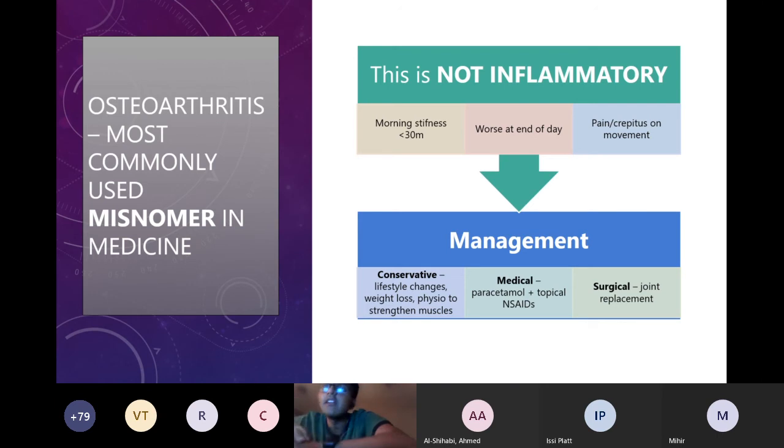Fine. And now to the least interesting thing in all of rheumatology, osteoarthritis, which is the most commonly used misnomer in medicine because there is no inflammation. What's the drug you don't give in an acute exacerbation? You don't give allopurinol in an acute gout flare. You wait 3 weeks before you give it, and that's prophylaxis.